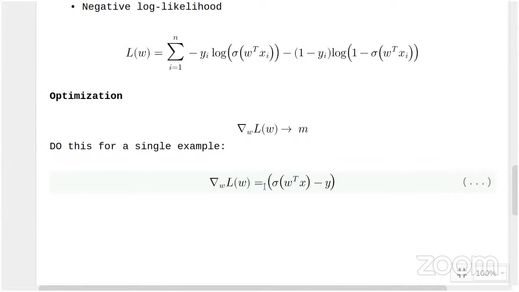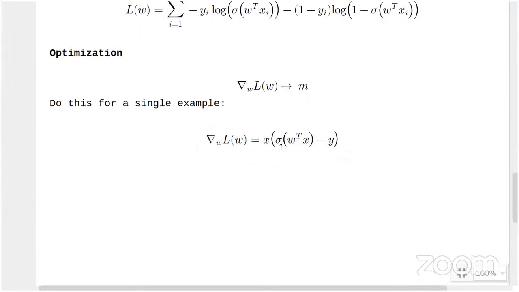Is there a name for this? Error, right? This is some kind of an error. The larger this quantity is in magnitude, the bigger is your error. And this is not the total expression for the gradient. You also multiply it with that data point. So this is the gradient for a single example. In simpler terms, it's nothing but error times the data point.